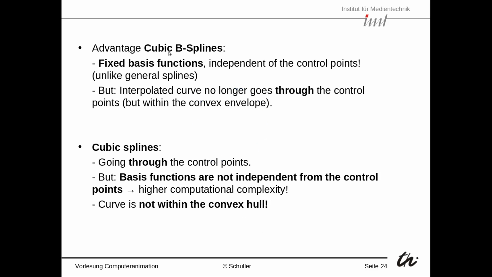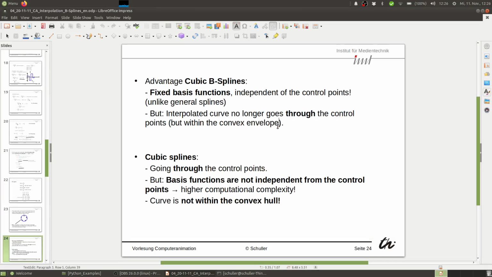Yeah, so the advantage of cubic B-splines is that we have fixed basis functions, right? We saw we have this fixed basis matrix, which we can now store in our computer, and then it's done, right? We can use it for all the control points. And that's different from general splines, for which we actually have to compute those coefficients for each set of samples or control points. But the interpolated curve no longer goes through the control points, but they are within the convex envelope, or let's call it hull, convex hull.